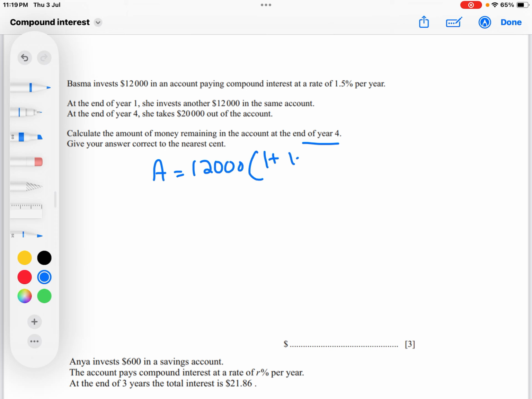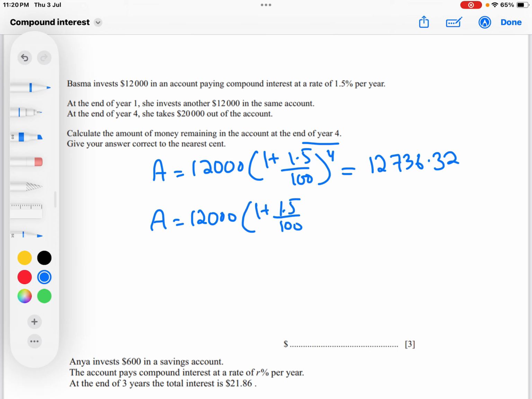12,000 times 1 plus 1.5 divided by 100, power 4. When we solve this, we get the value 12,736.32. After 1 year she invests another 12,000. So now I will calculate again with 12,000, but the change I will make is that the power will become 3. Why will the power become 3? Because at the end of 1 year, 1 year has passed. Now we have 3 years left, because we have to calculate the amount at the end of the 4 years.